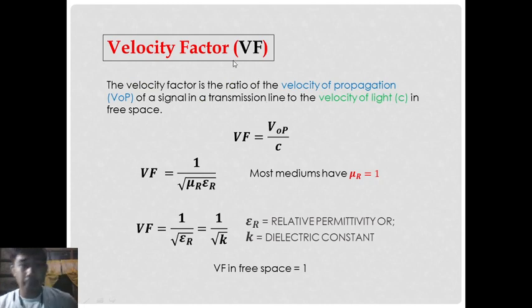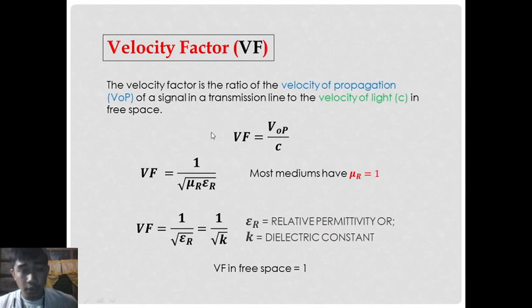We'll move on to the third parameter, which is the velocity factor. The velocity factor is the ratio of the velocity of propagation of a signal in a transmission line to the velocity of light in free space, which is this equation. Vf is equal to VOP over C.